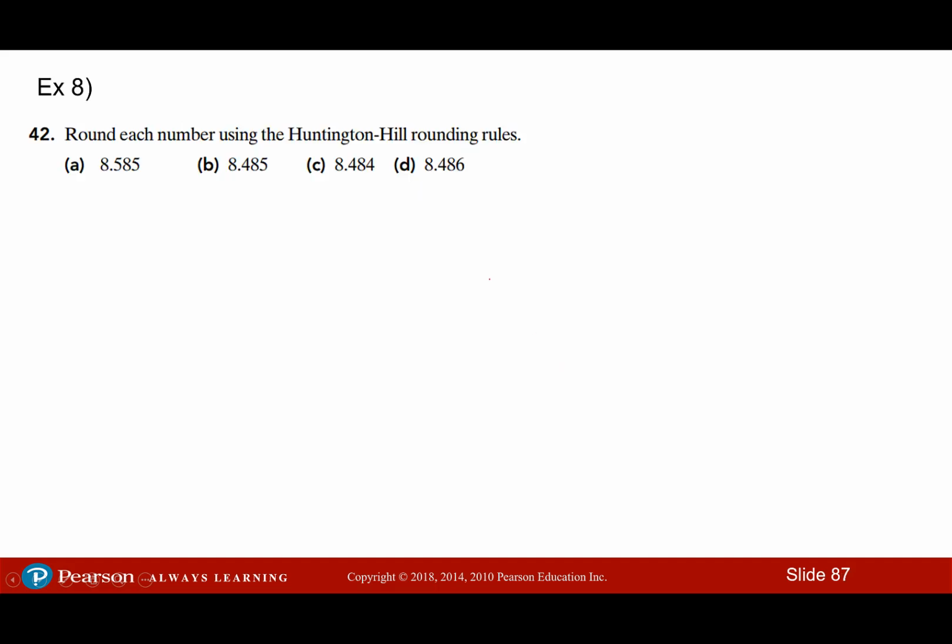All right, so Huntington-Hill rounding numbers here. Let's go. Notice that all the numbers are at 8. So really it's the difference of, do we stay at 8 or do we round up to 9? So what we have to do is go back and look at our little chart.